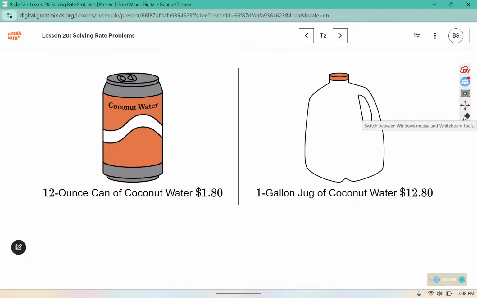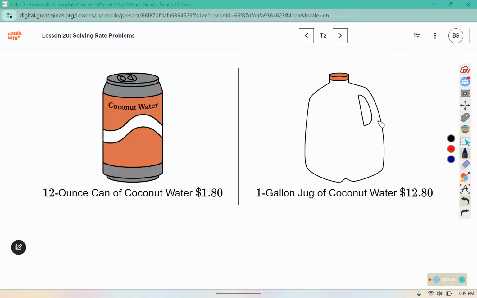Here we are looking at a 12-ounce can of coconut water versus a 1-gallon jug of coconut water. Why might somebody opt for the can of coconut water? Perhaps it's just one person in your family who likes coconut water, so there's no point in buying a full gallon. Maybe you're going on a trip, and so you aren't going to take a full gallon with you because you're trying to save space in your car for other snacks.